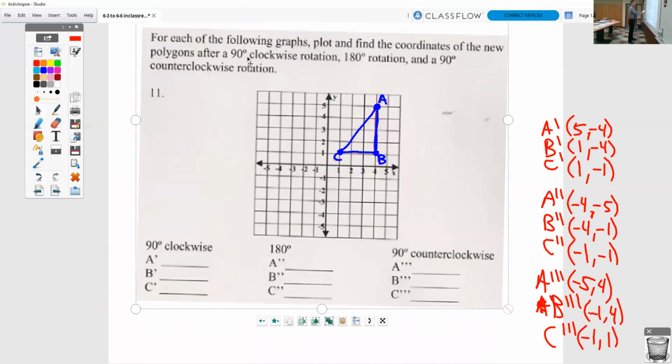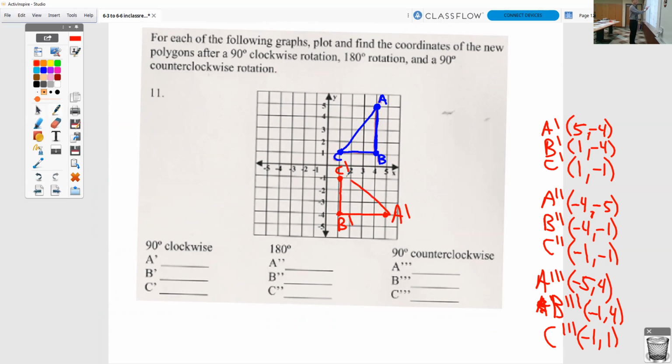So there we go. All right. When we take a look at it, you have all your coordinates. Now you just need to graph them. I'm not going to spend time recopying them. They're just over there to the right, but I'm going to graph them. So A prime is 5, -4. This is A prime. 1, -4 is B prime. And 1, -1 is C prime.